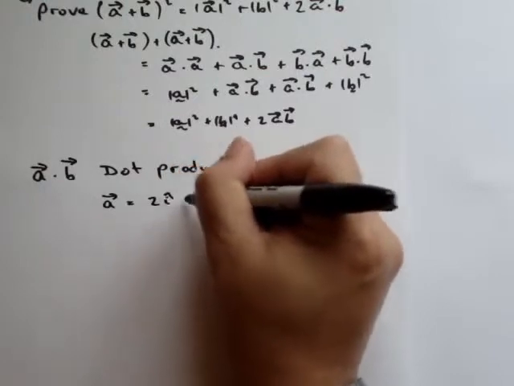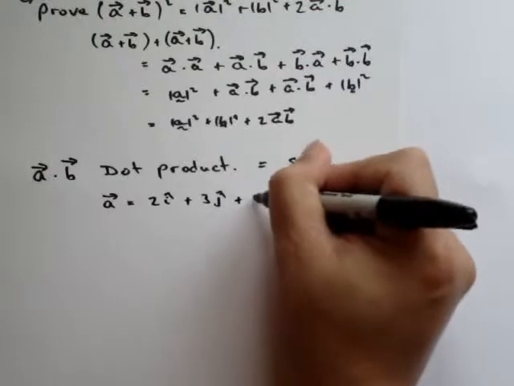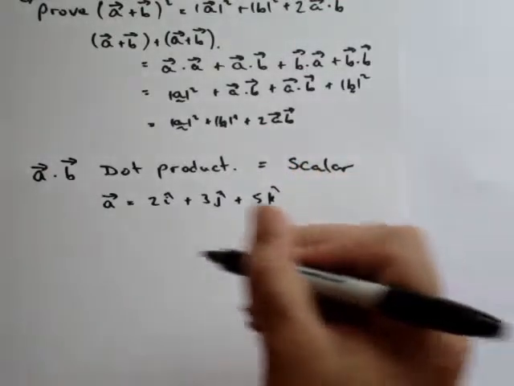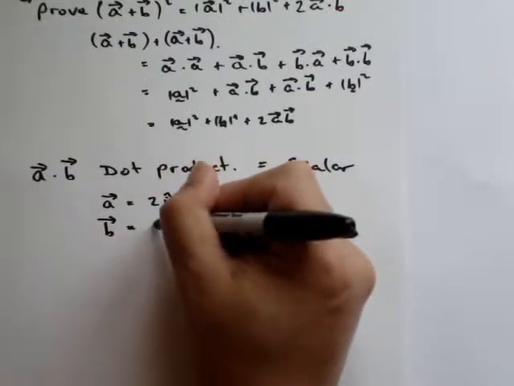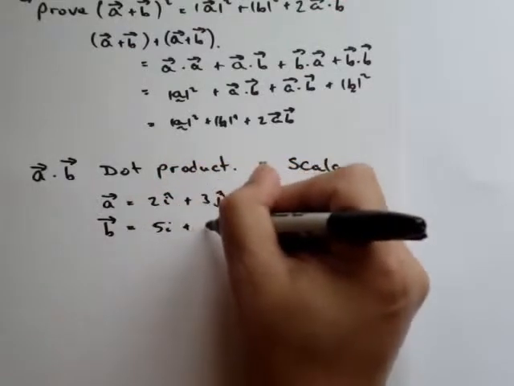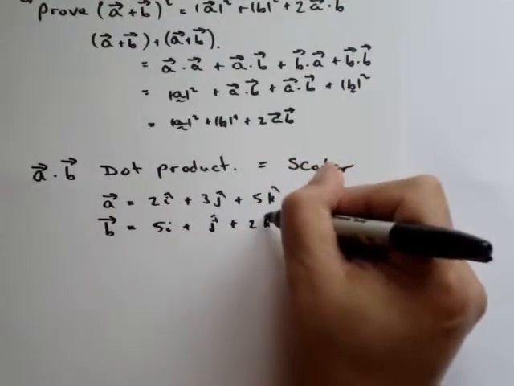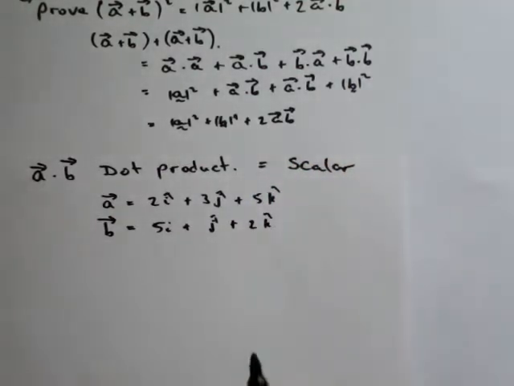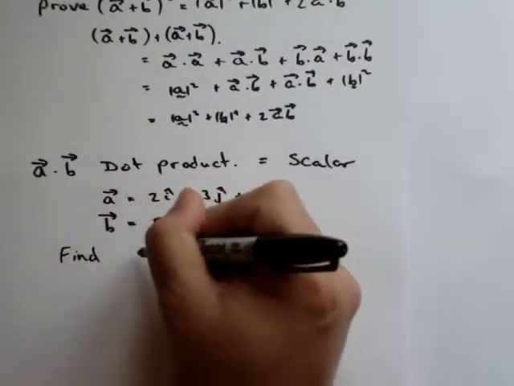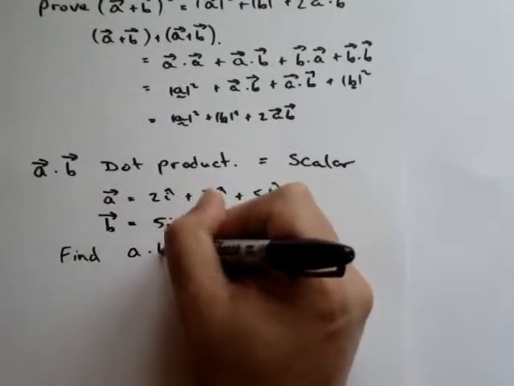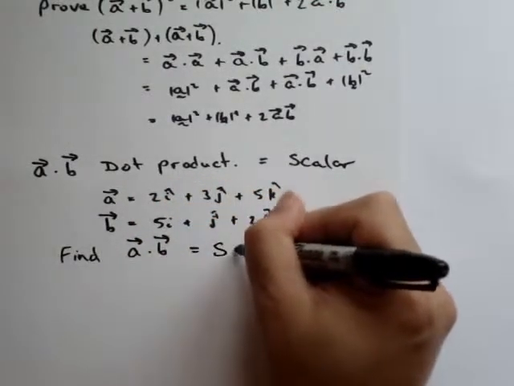For example, if we had A equals 2i plus 3j plus 5k, and our B equals 5i plus j plus 2k, and we need to find our dot product A dot B. This is also known as the scalar product.